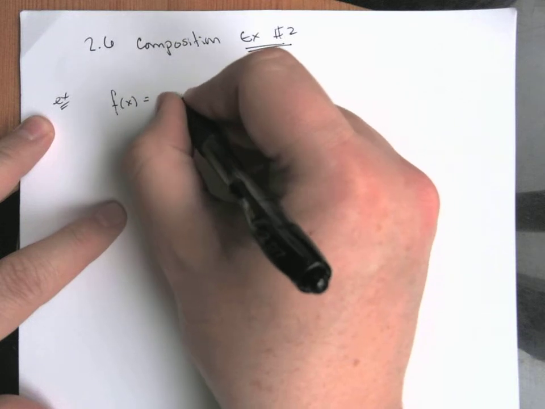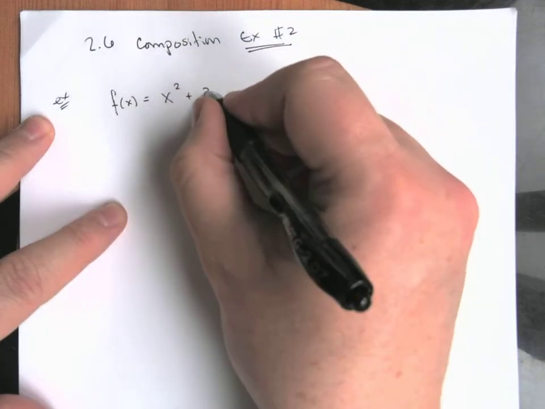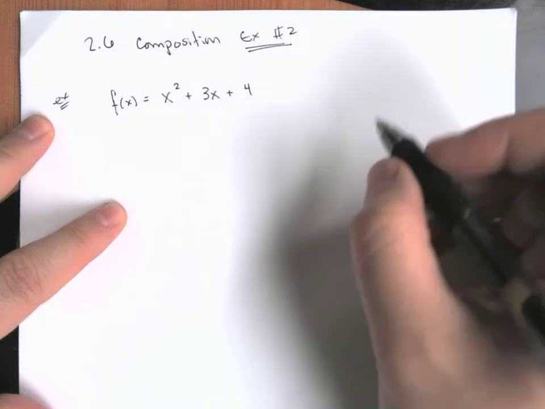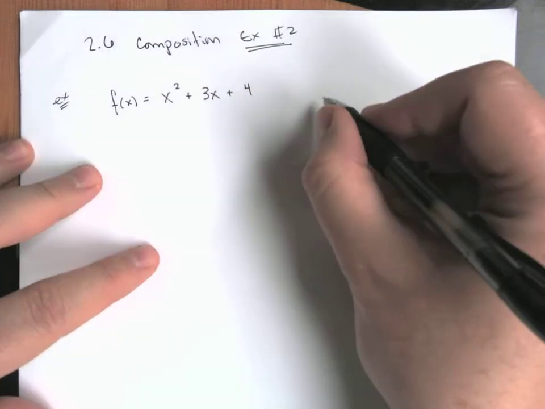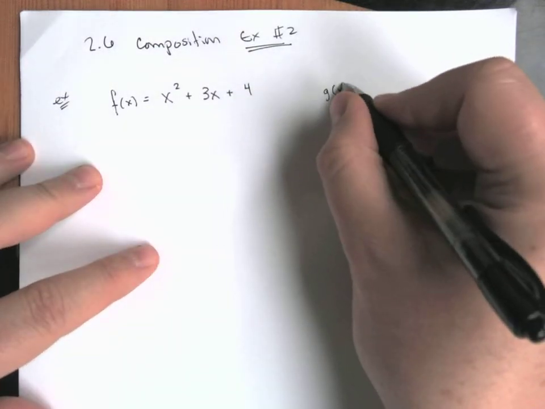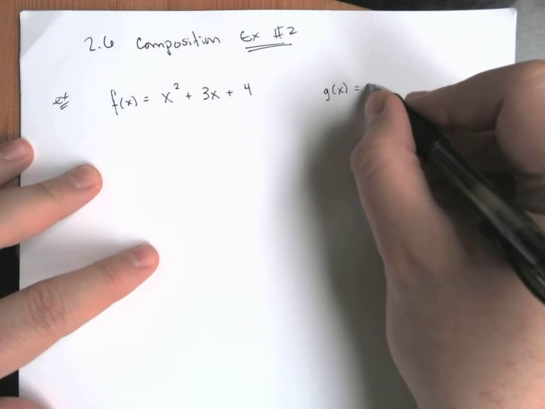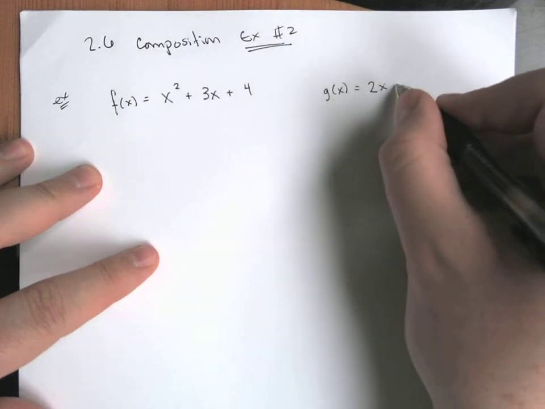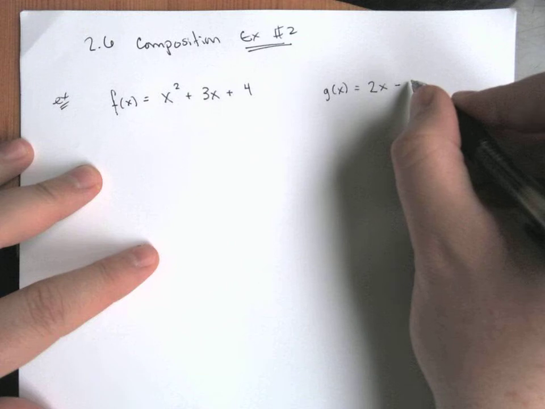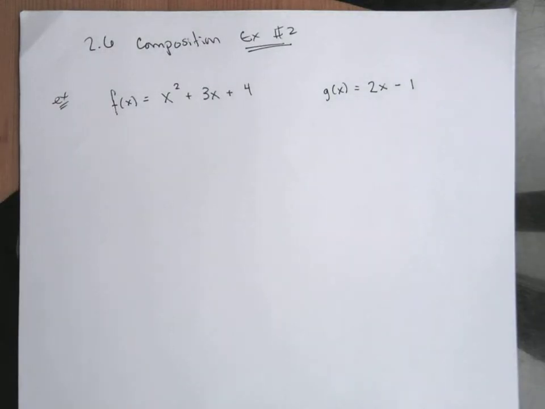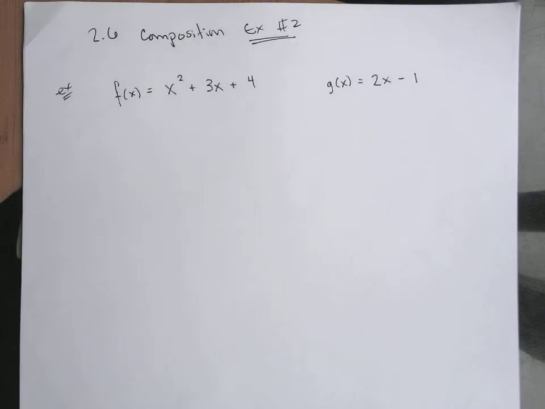Maybe f of x is a little bit more of a polynomial this time. Not necessarily something we're trying to factor, but just something along that line. And let's do g of x maybe more linear. Maybe this is a y equals mx plus b type form. So maybe this is 2x minus 1, something like that. Not trying to go crazy with our formulas here, just trying to have a couple different examples.